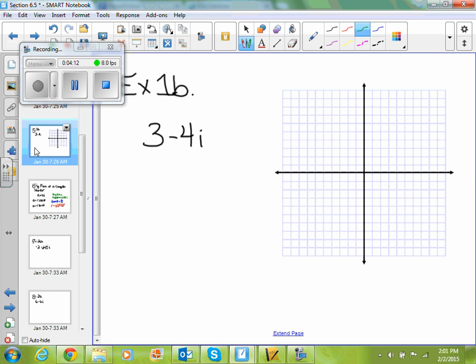Alright, so if I do the same thing for 3 minus 4i, I know that my horizontal axis is my a-axis, and my vertical axis is my b-axis. And so I know that this ordered pair for 3 minus 4i is 3 and -4. Then I go over 3 down 4, and I get the point 3 minus 4i.